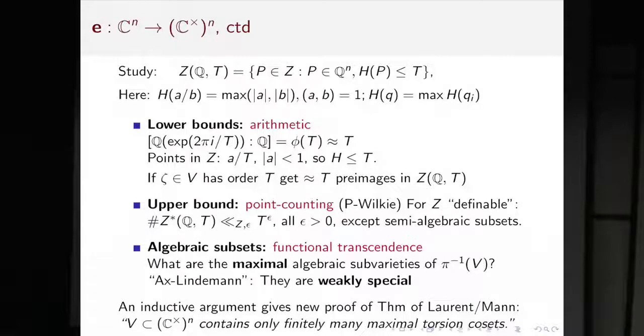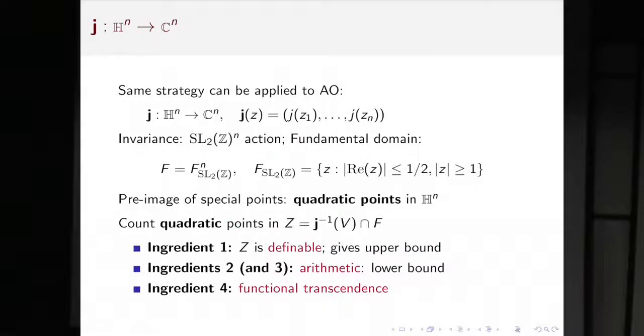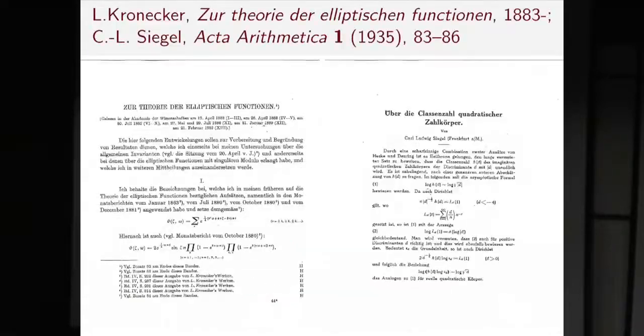In this case, it would give you a new proof of this theorem I had up of Laurent-Mann, the multiplicative one in Mumford. But you can replay exactly the same proof with the J function, and indeed with other Shimura varieties. So I guess I need to finish in a couple of minutes. I won't go through this, but it's exactly the same proof. So you play off lower bounds against upper bounds. Now you're looking for quadratic points.